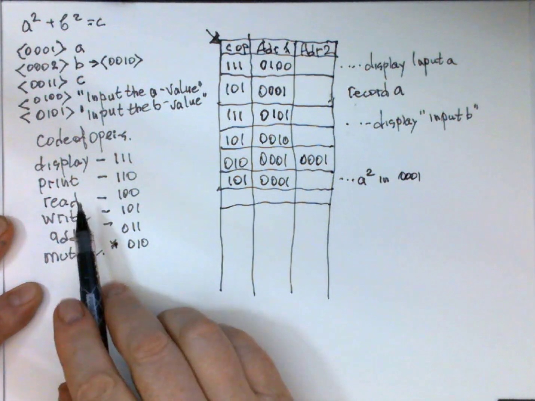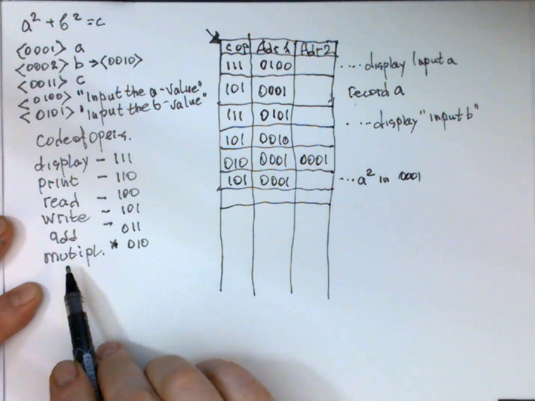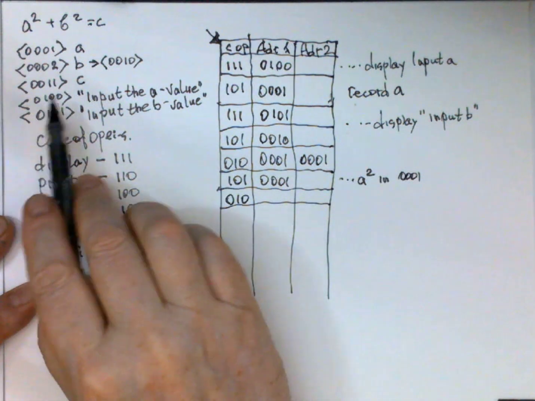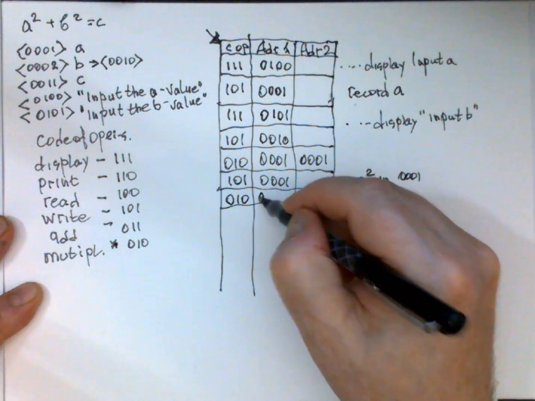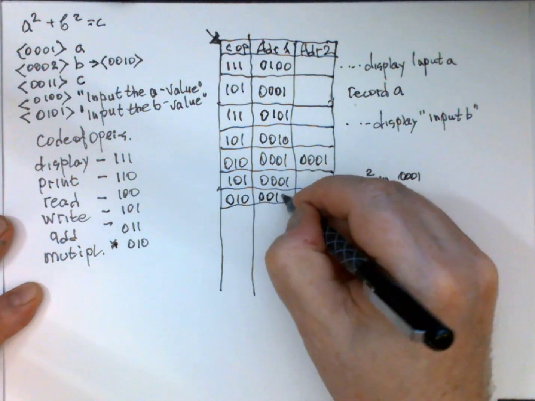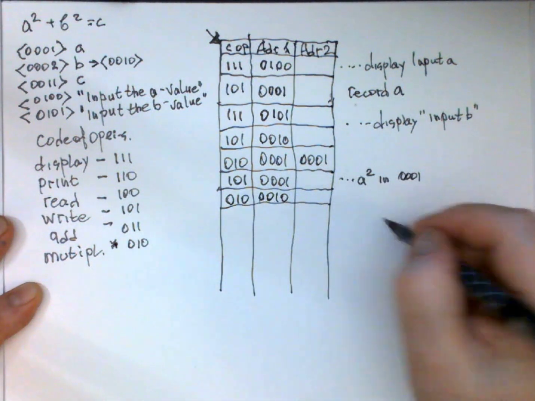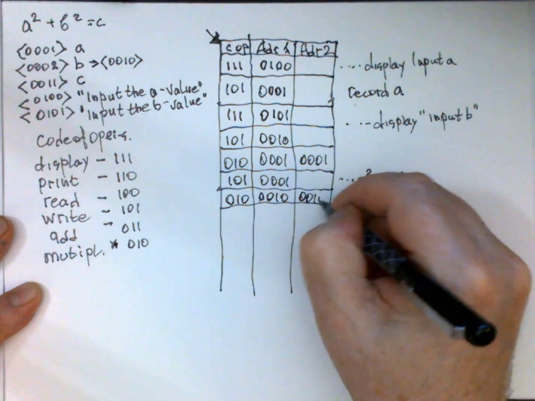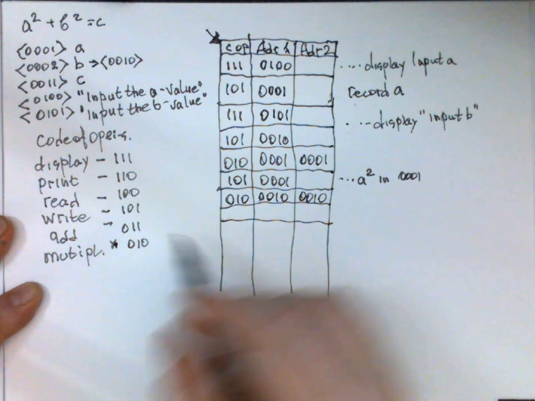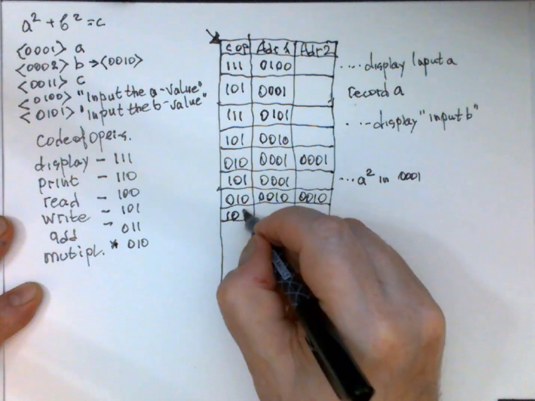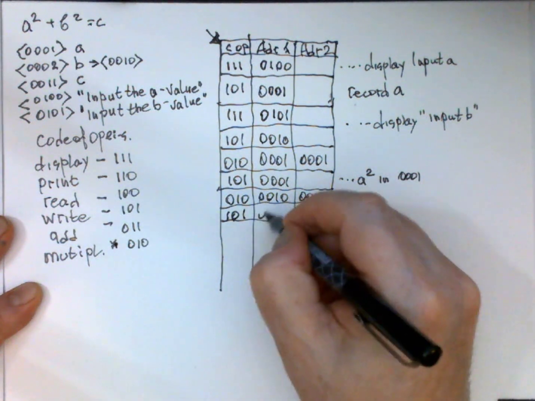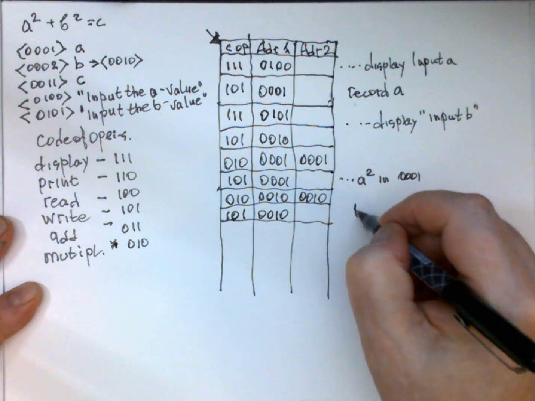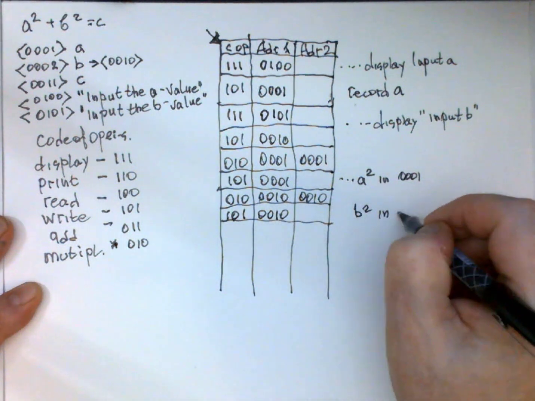Now, next for B. B multiply B. Multiplication 010. B cell is 0010. Multiply by itself 0010. Write. Write code is 101. Where? To the same cell, 0010. B square in 0010.